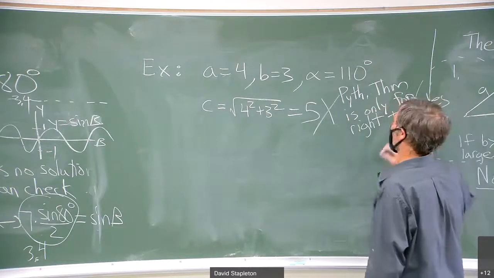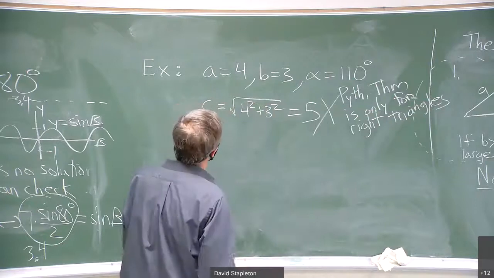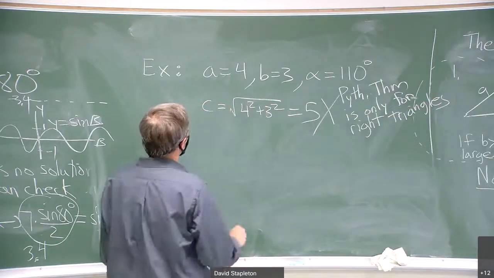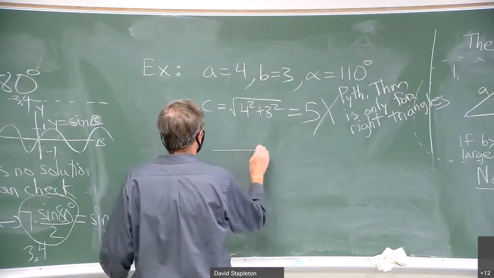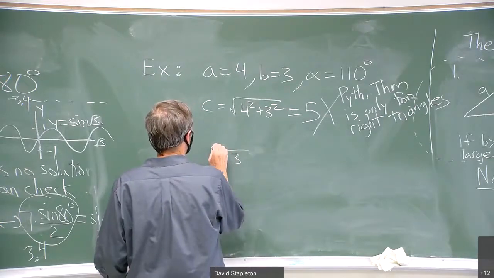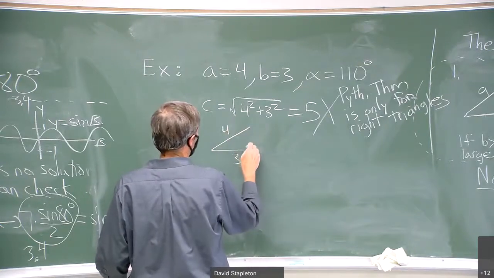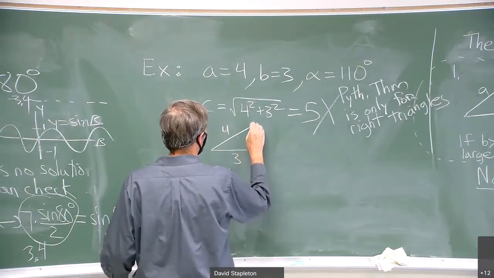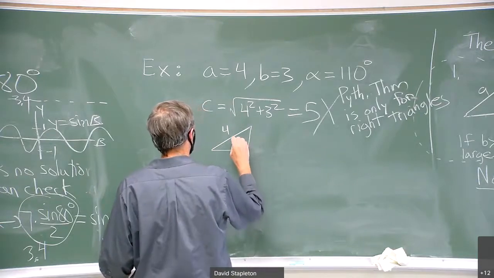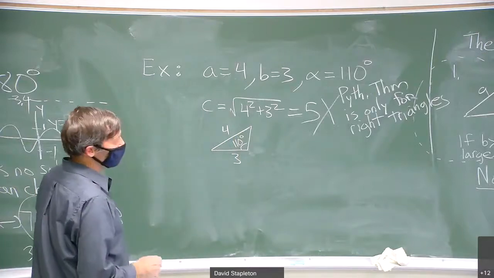So it's not a 3, 4, 5 triangle. I wonder what it is. Two sides are 3 and 4, but the third side is going to be something else. I know I'll use the law of sines because after all, I'm given B equals 3. Make it shorter here. A equals 4, a little longer. And alpha, this angle opposite A, is 110 degrees, about like that. That's the triangle given. Look at what intuition that gives you.